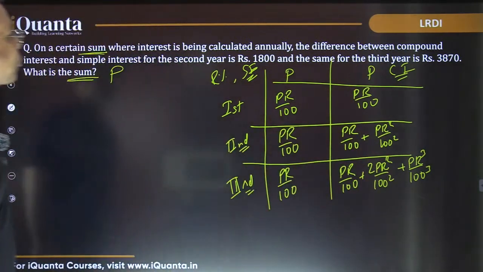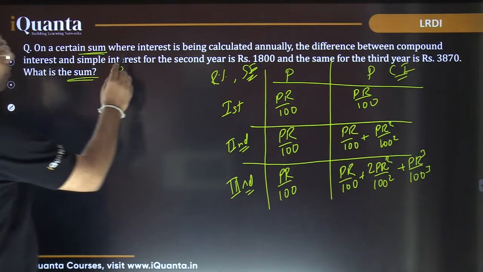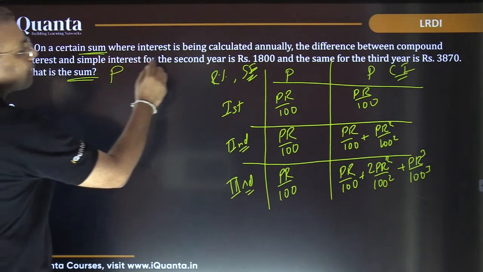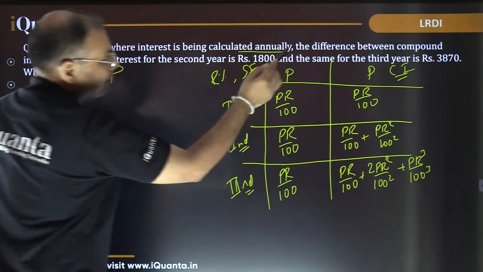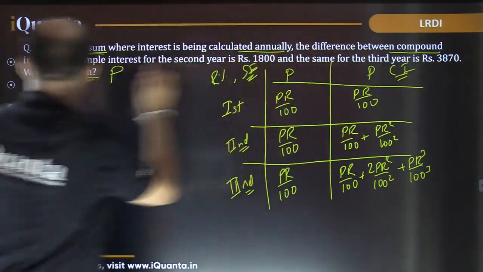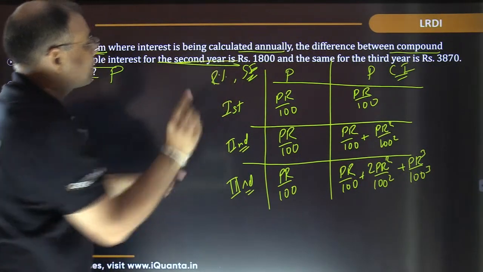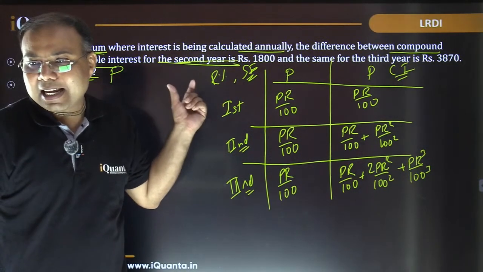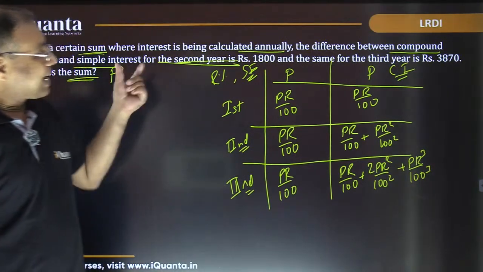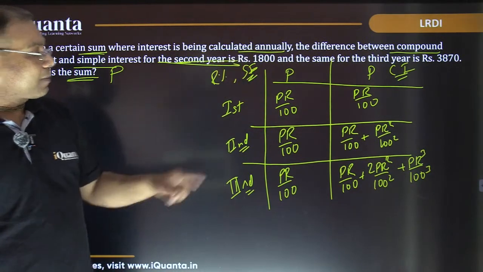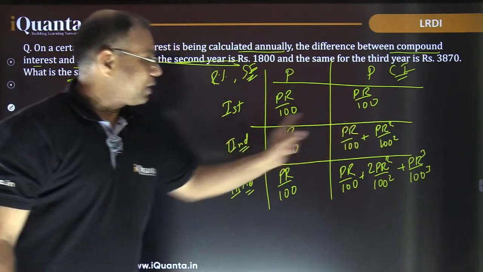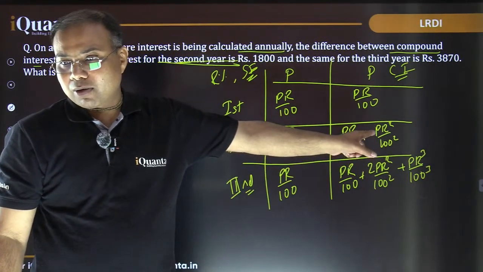Now, what is given in the question? On a certain sum, meaning principal, where interest is being calculated annually, that's fine. The difference between compound interest and simple interest for the second year. See here, it is only talking about the second year, not 2 years, right? For the second year, the difference is 1800. For the second year, the difference would be PR square by 100 square, right?